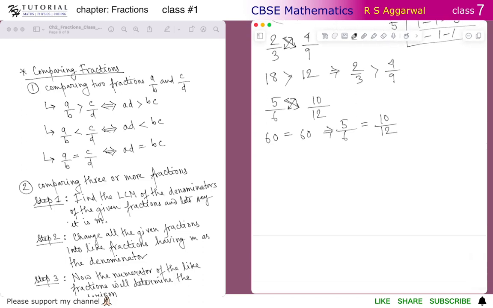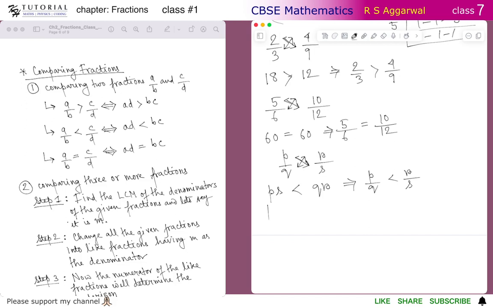So if you have two fractions p by q and r by s, what you do is you cross multiply the numbers, and you get p into s and q into r, and then you compare these two numbers, ps and qr. If ps is less than qr, this implies p by q will be less than r by s.